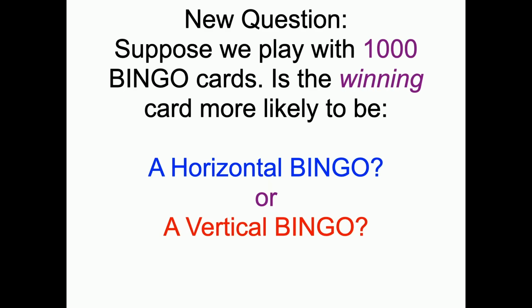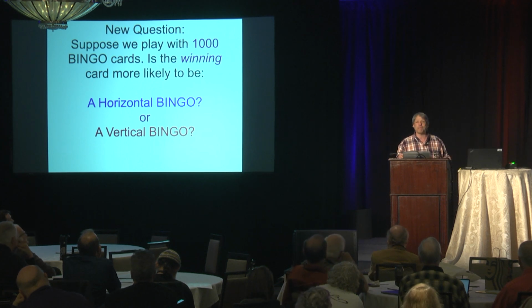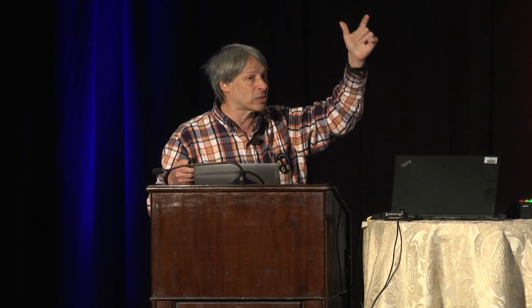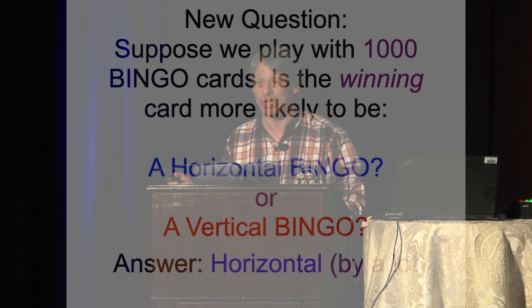They're equally likely, but now you walk into the bingo tournament. It looks just like this. Everybody has a card in front of them with like 6 bingo cards on it. There are like 1,000 cards out there. And we play bingo one more time, and this time we ask ourselves, what's the chance that the winner is horizontal versus vertical? And now, surprisingly, it is horizontal, and by a lot. More than twice as likely that the winning bingo will be horizontal than vertical. This is what I call the bingo paradox.